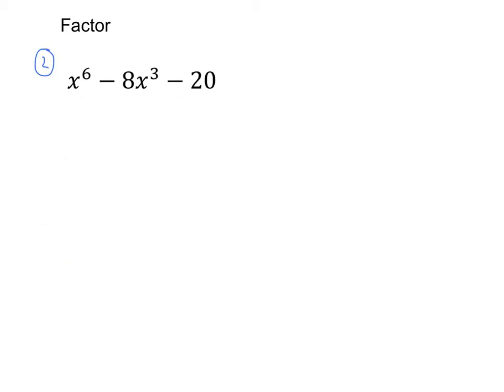All right, let's do another one. We've got x to the 6th minus 8x cubed minus 20. Remember, this x to the 6th is going to stay the same.